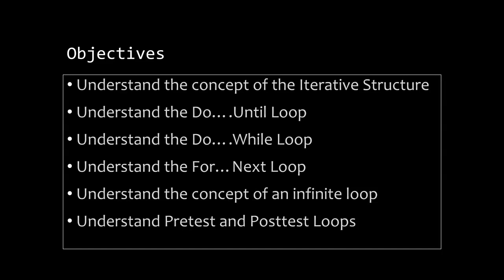Up to this point, we've learned about the three structures of programming. You should know by now there's three structures of programming called sequential, conditional, and now iterative. Iterative deals with doing something over and over again until a condition is met, or a certain amount of times, or so on, or while a condition exists, I should say. So that's kind of what we talk about today.